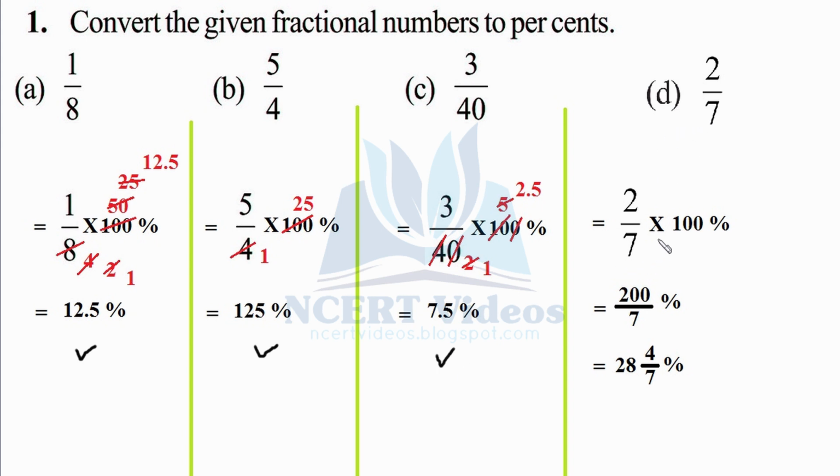D, 2 over 7 into 100%. 100 into 2 is 200 divided by 7, and when you divide it, it gives you 28 and 4 by 7. You can divide it as follows. 7 to the 14, therefore 2 came, then you have 60, 7 8s are 56, and 4 is the remainder, and 7 as it is. So in this way you can also do without actual division. So that is your question number first.